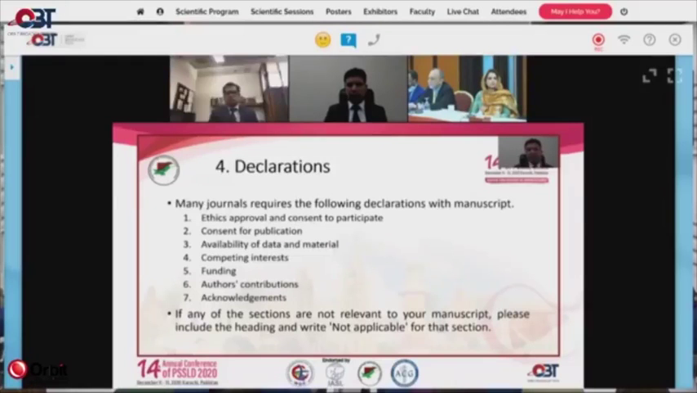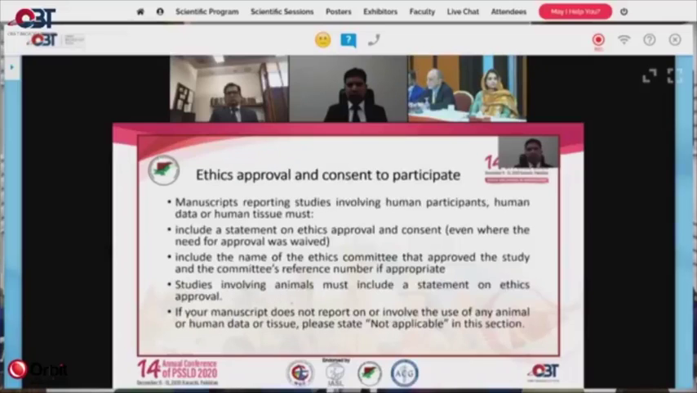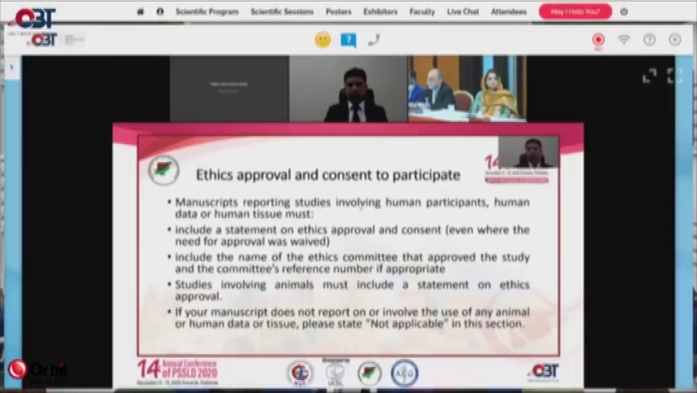Many good quality journals also require you to submit a number of declarations, like ethical approval, consent for publication, funding, acknowledgement, etc. A manuscript reporting studies involving human participants, human data, or human tissue must include a statement on ethical approval and consent, including the name of the ethical committee that approved the study and the committee reference number. Studies involving animals must include a statement on ethical approval.